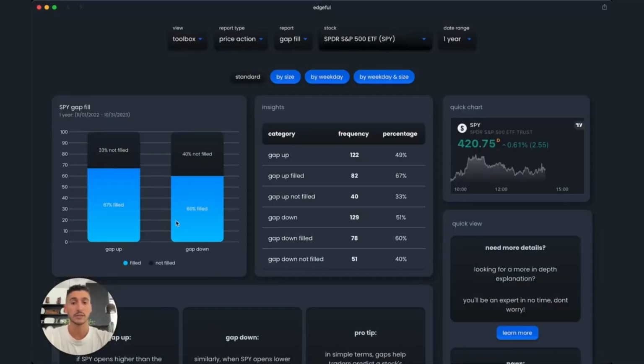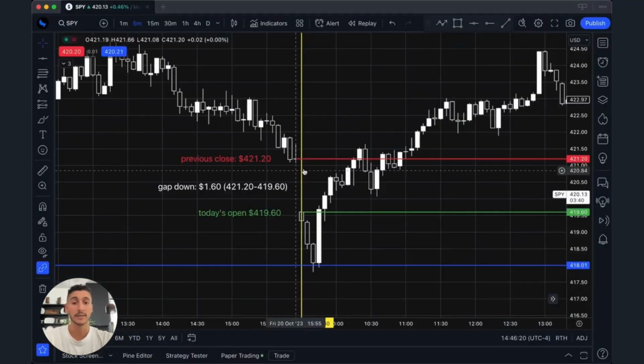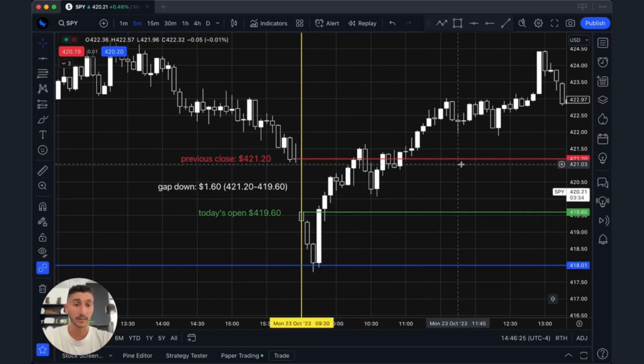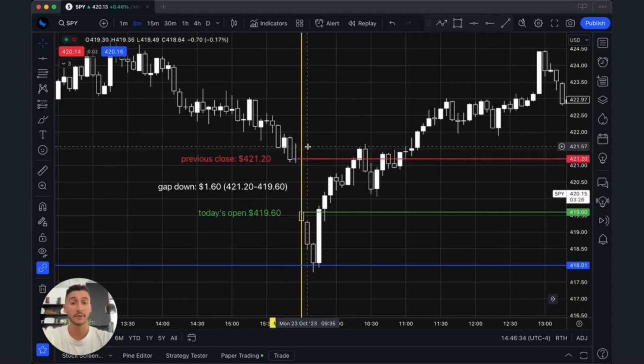So you can see 60% of the time, this gap is filled in the last year. 67% of the time, gaps up have filled also. So it's the same principle. Whether it's up, whether it's down, this red line, this previous day's closing price, is a very important thing to look at when you're trading. So that's how you can use gap fills to make money trading.